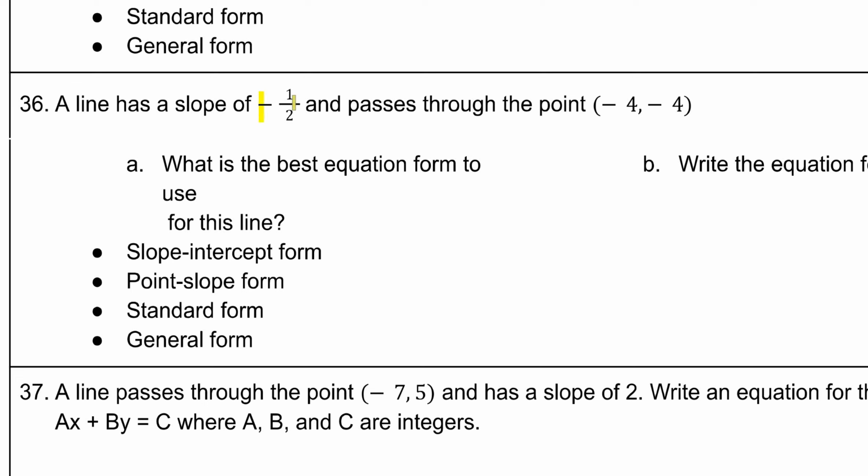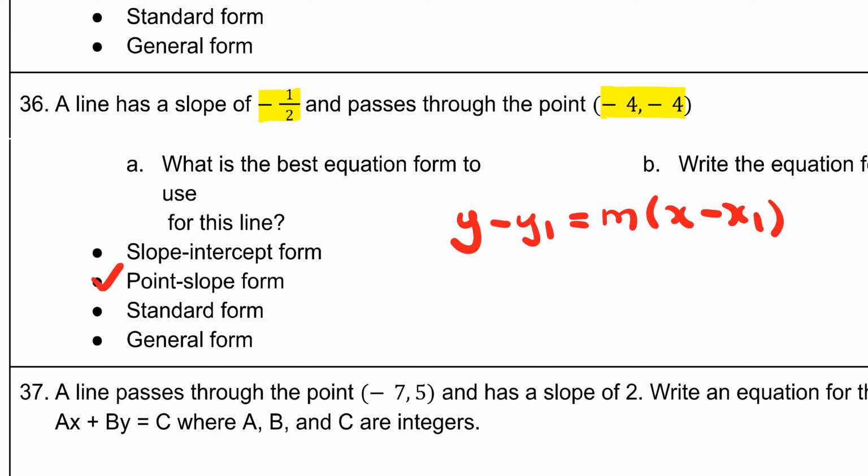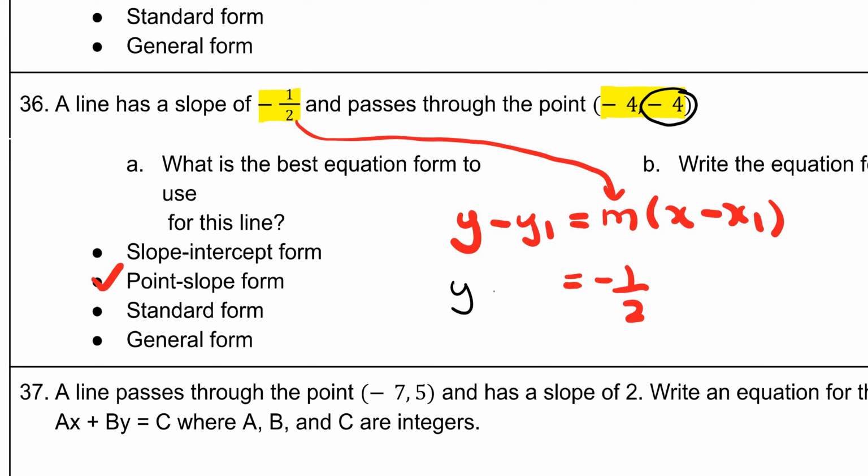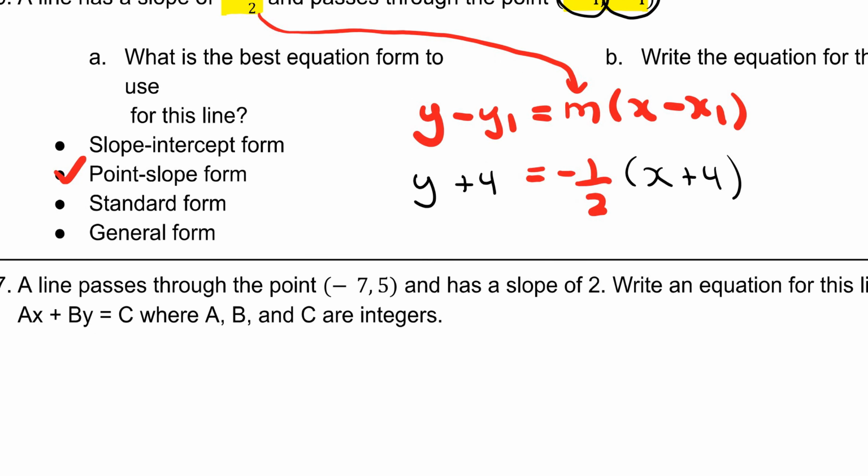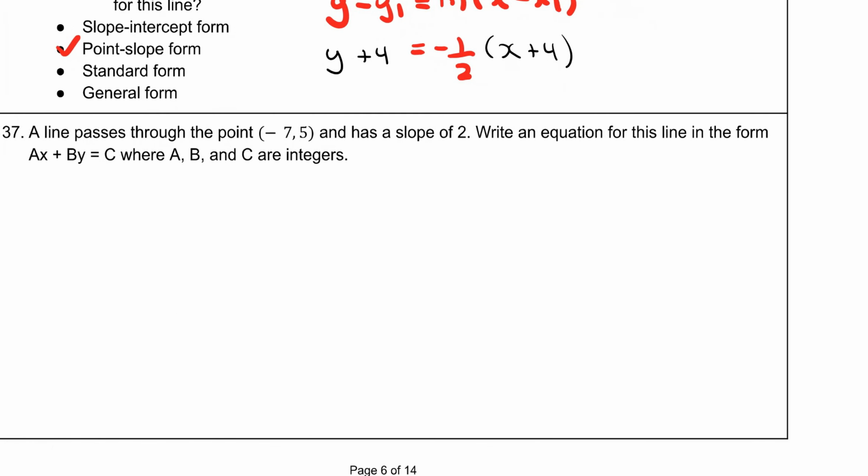Okay, this is a good question here. A line has a slope of negative 1/2 and it passes through this point. Okay, now if it passes through this point, you want to use the point slope form, which is y minus y1 equals m bracket x minus x1. Okay, so here's your slope, which is negative 1/2. And you're just taking the opposite values now, right? So y is negative 4, so this will be y plus 4. And if x is negative 4, it'll be x plus 4. So there you go. There's your equation and your form there.